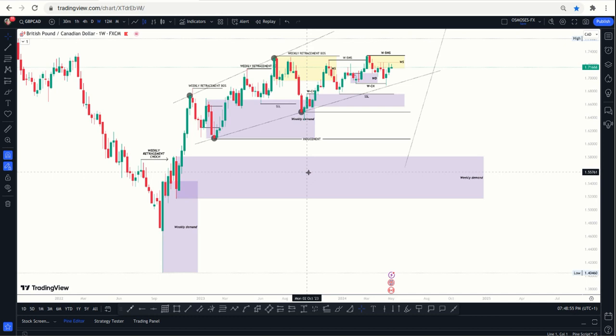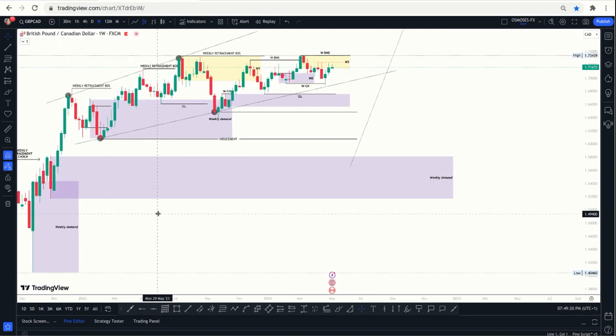GBPCAD. This is one good trade that I'm presently in, and it's still fresh. I got a good entry and I'm just waiting for price to drop. I'm really looking forward to price dropping. So let's dive into it and see what we have for GBPCAD.